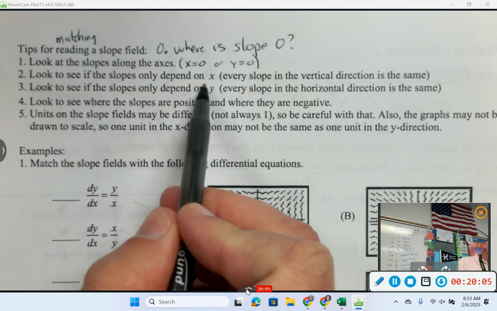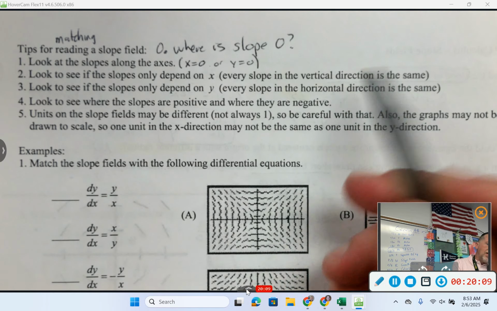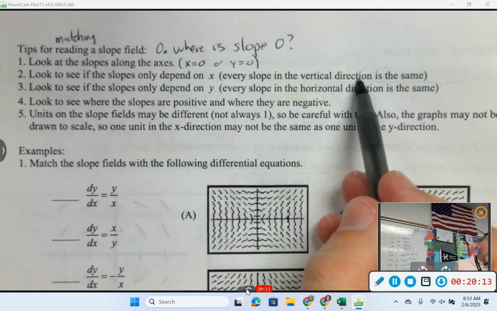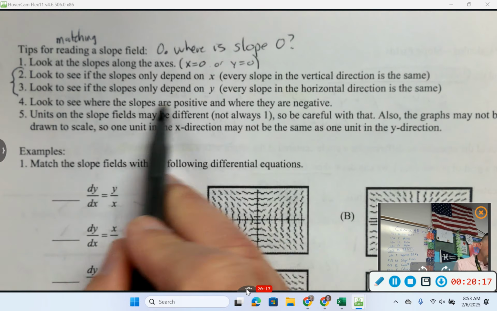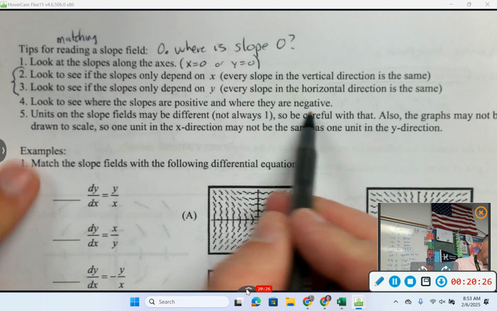Look to see if the slopes only depend on x, meaning that as you move left to right they change, but not as you move up and down. 3 is kind of similar. Look to see if they only depend on y. So if it only changes going up and down, but doesn't change left and right. Look to see where they're positive or where they're negative.